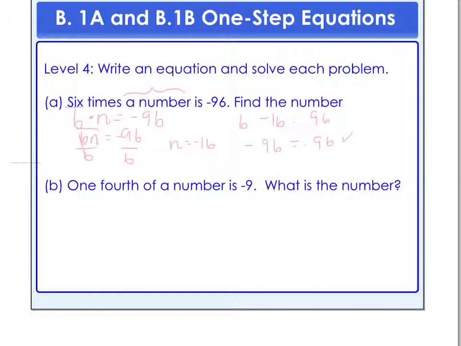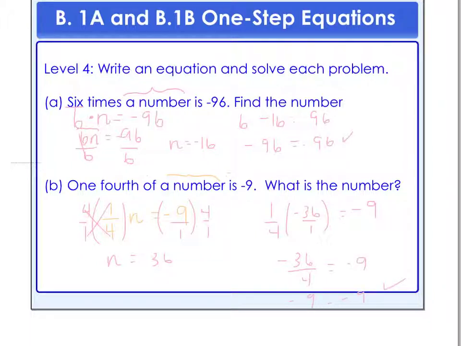1/4 of a number. We've got 1/4 of means multiplication. A number, since we don't know that number, we're going to call it n, equals, is equals, negative 9. Now we've got that fraction, we're going to multiply by the reciprocal, 4 over 1. They cancel off here. We're left with n equals negative 36 over 1, or just negative 36. We're going to check, does 1/4 times negative 36 equal negative 9? We end up with negative 36 over 4, which is negative 9. So we know we have the right answer.